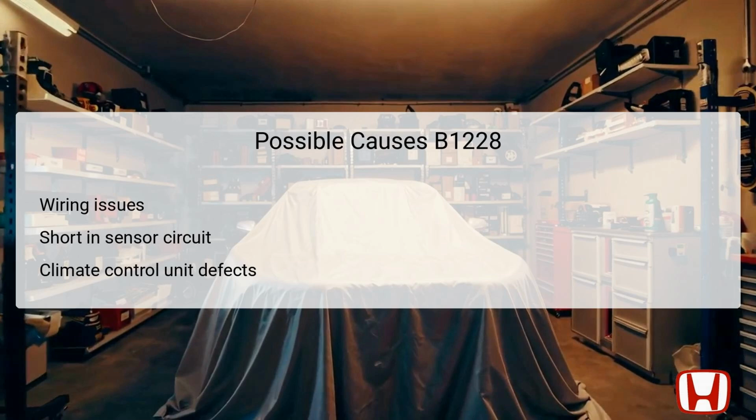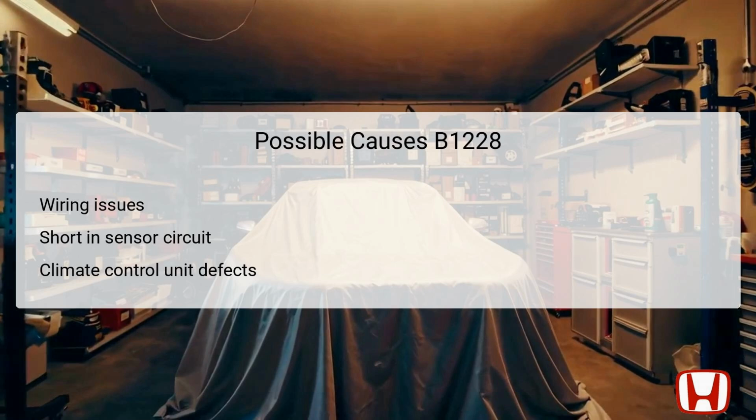There are a few specific causes that could lead to the triggering of DTC B1228. First, wiring issues within the circuit may lead to interruption or incorrect signals being sent from the outside air temperature sensor. This can involve frayed wires, corrosion, or loose connections that impede the proper transmission of data. Secondly, a short in the sensor circuit could also result in erroneous readings or a complete failure of the sensor to provide data to the climate control system. This can be due to damaging elements such as moisture or physical wear and tear.